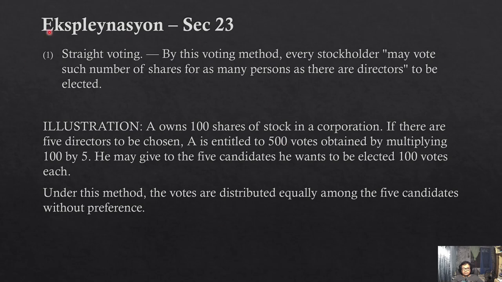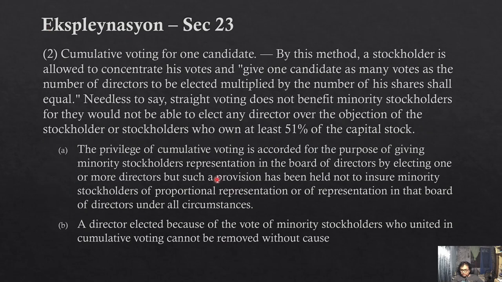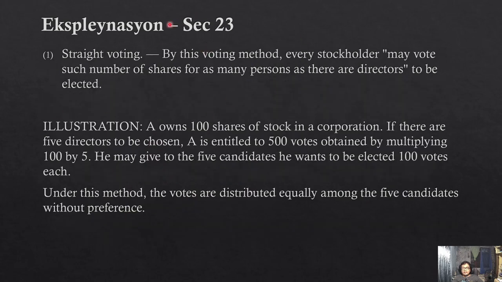So with that, the privilege of cumulative voting is accorded for the purpose of giving minority stockholders representation in the board of directors by electing one or more directors, but such provision has been held not to ensure proportional representation of the minority stockholders. It just means that if you follow straight voting, the minority stockholder is at a disadvantage. Because in straight voting, the stockholders vote separately, so whoever holds the majority can elect whichever directors or trustees they want, and only those will be elected.